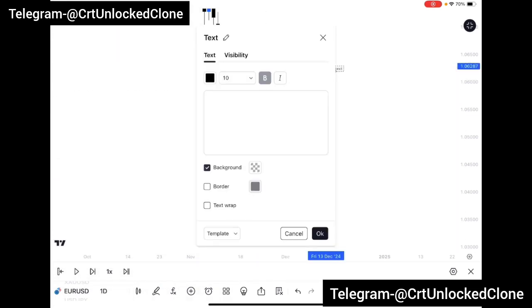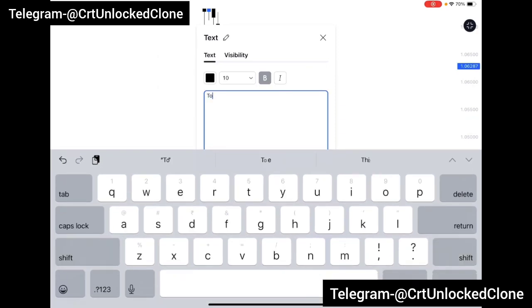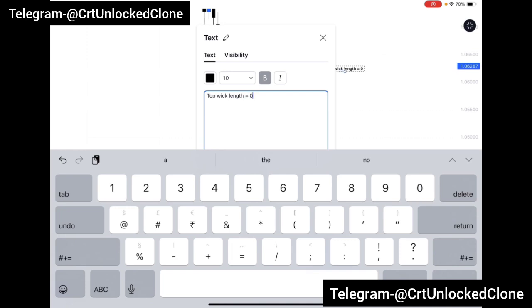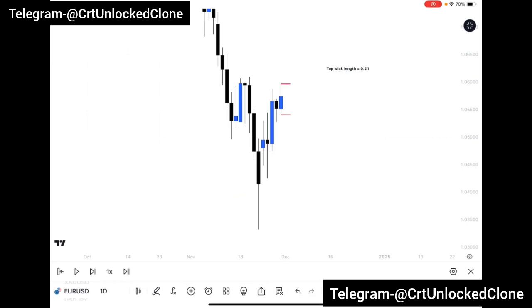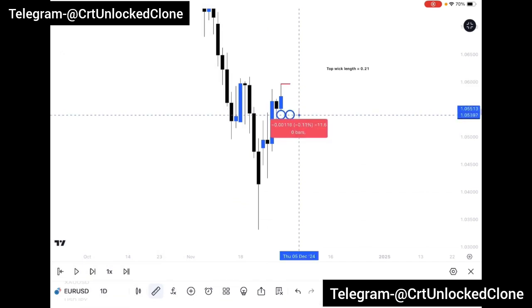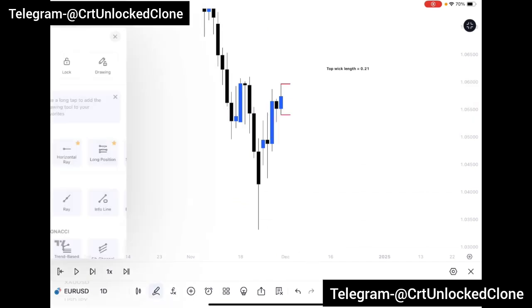So top wick length is equal to 0.21. Listen carefully, guys, don't sleep, just listen. Now let's measure the length of the wick present on the bottom of the same candle.